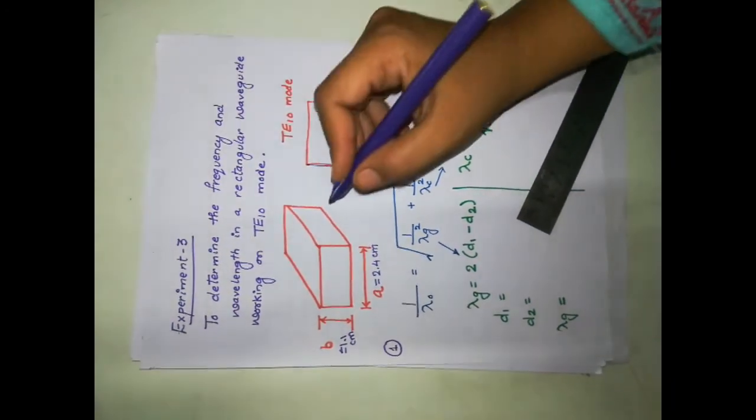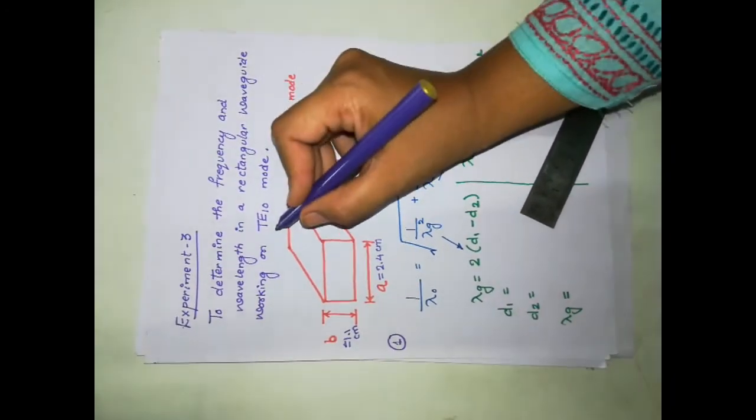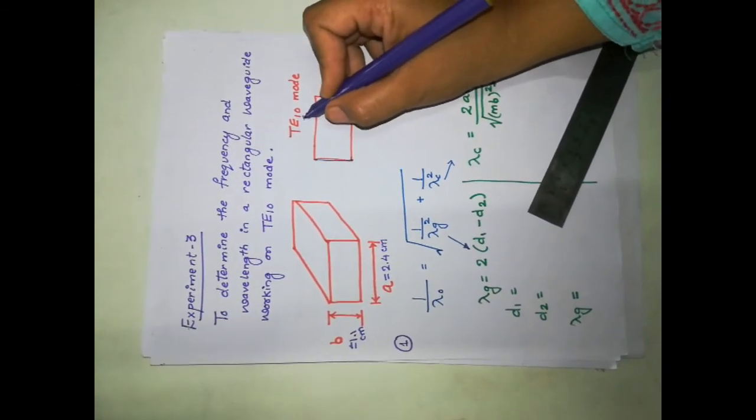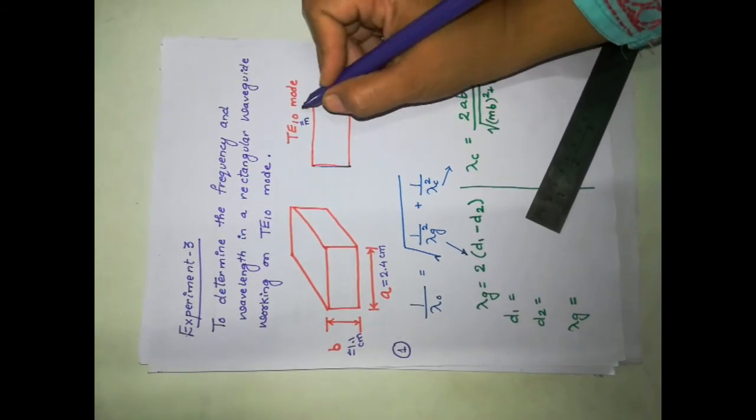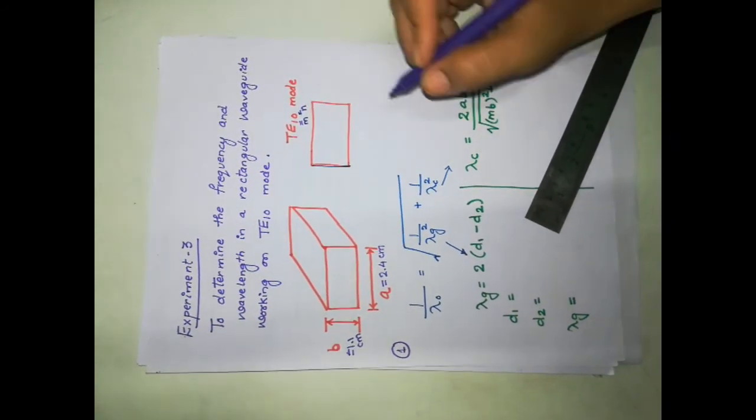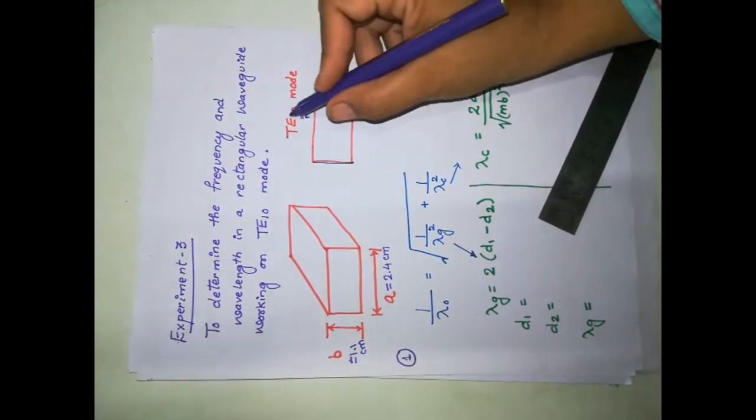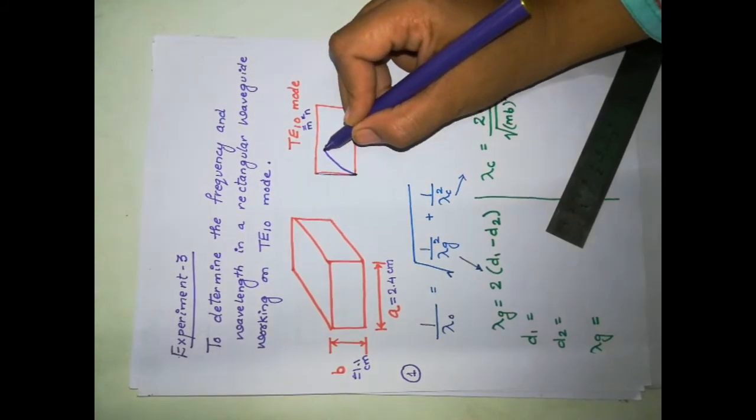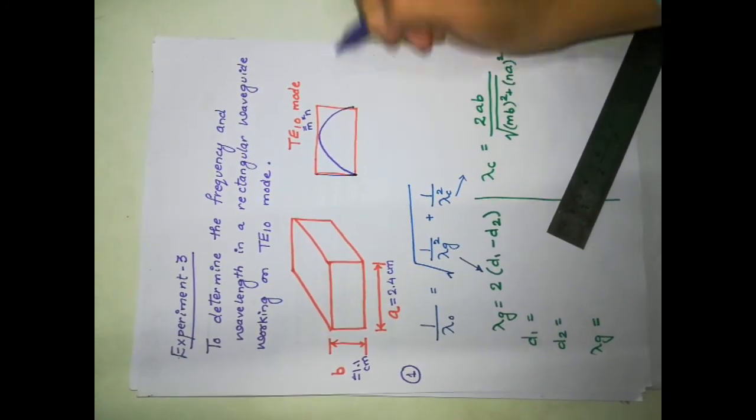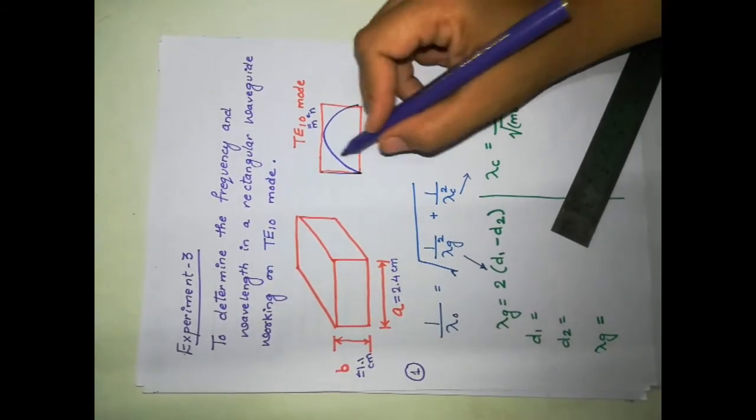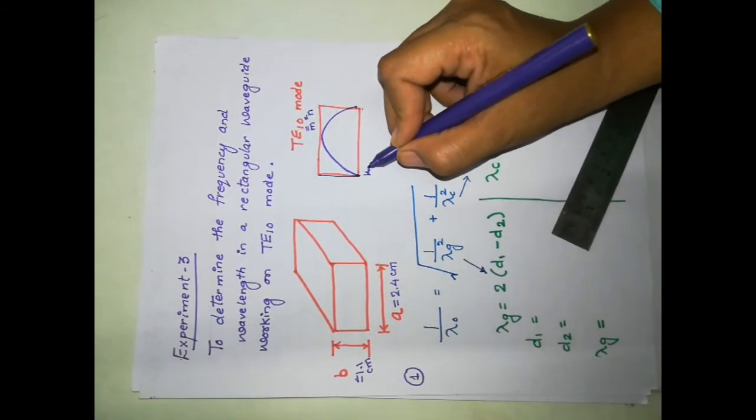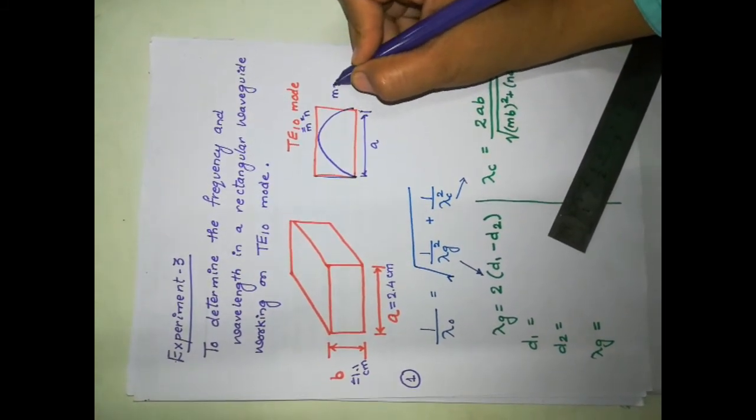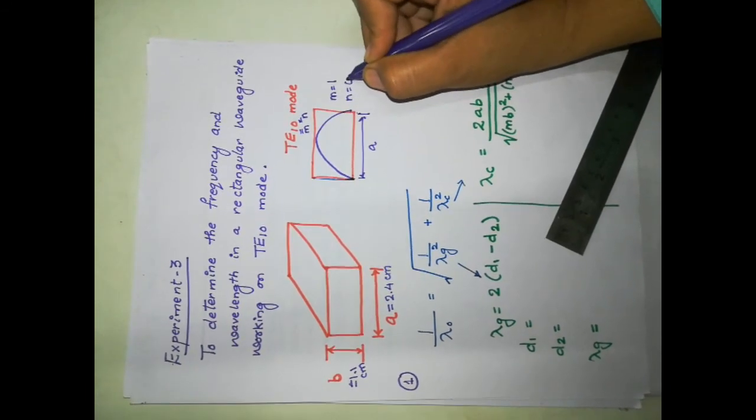Now this rectangular waveguide we are going to use for TE10 mode. So what is TE10 mode? TE10 mode means I am having M as value 1 and N as value 0. So M means number of half cycles toward the broader dimension. So I will draw it like this. So this is my TE10 mode. This is my half cycle that is varying along the broader dimension, and here I can say that my value of M is equal to 1 and N is equal to 0.